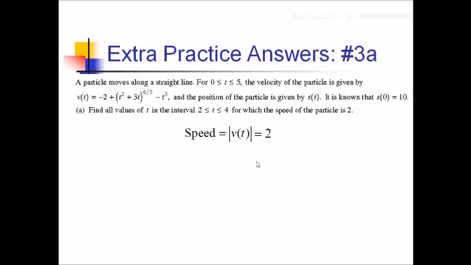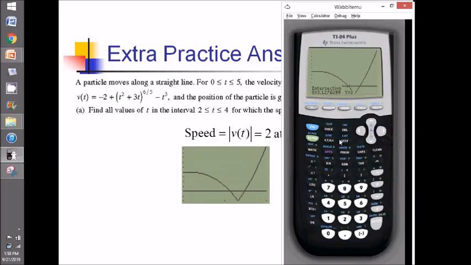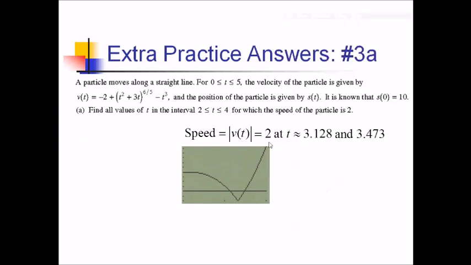That's going to be 3.128 and some change. If I round it off, though, that's 3.128. And now let me do the exact same thing again. So second trace, option 5, intersect. And now I'm just going to move my spider over this way and press enter 3 times over here, and I get this other intersection point of 3.473. And there we have it.